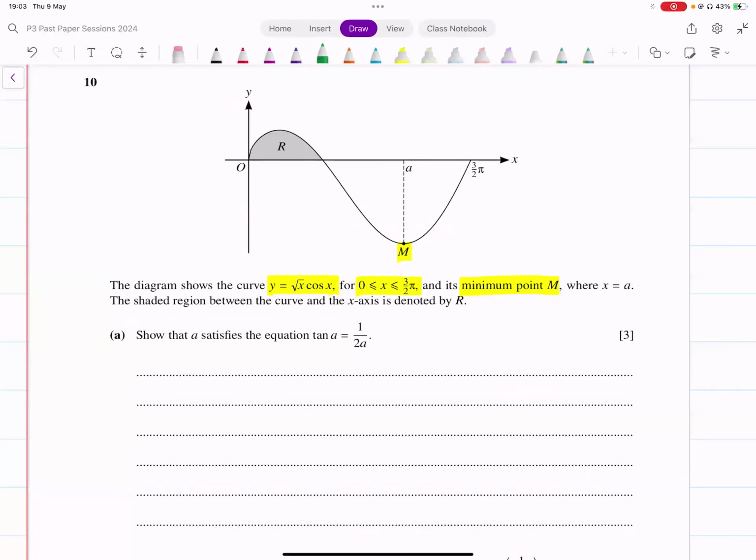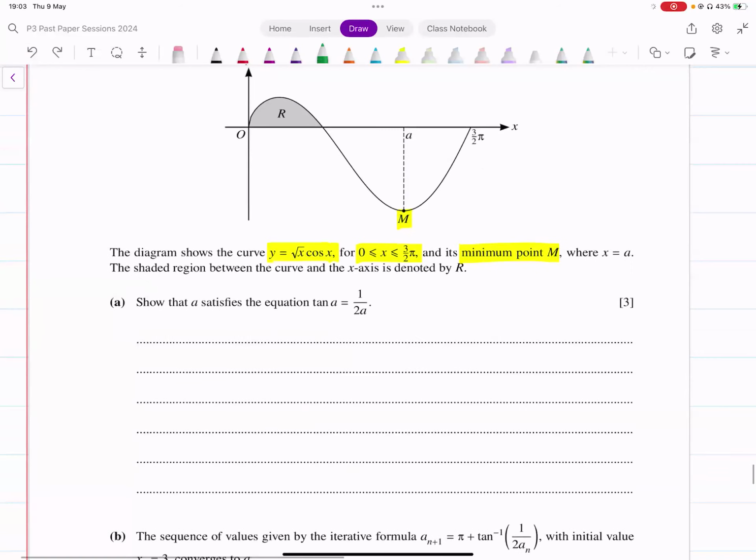X is a, m is when x is a. Show that a satisfies this equation. Tan a equals 1 over 2a. At a, you've got the turning point. How do you find turning point of a function? You find the derivative, put that equal to 0. So find the derivative of this function.